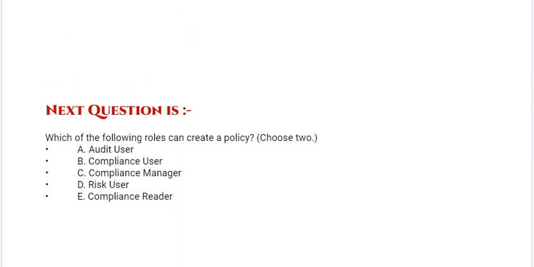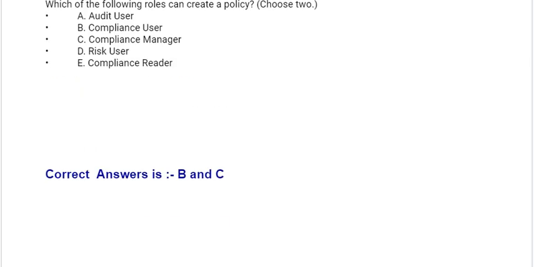Next question is, which of the following roles can create a policy? Choose two options. Option A, audit user. Option B, compliance user. Option C, compliance manager. Option D, risk user. Option E, compliance reader. Correct answer is option B and option C.